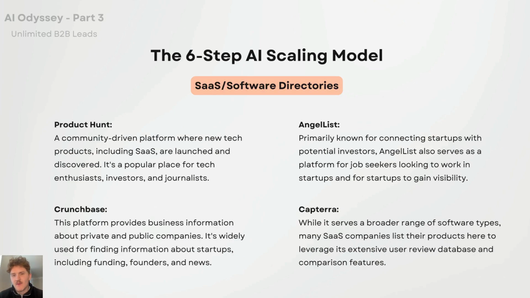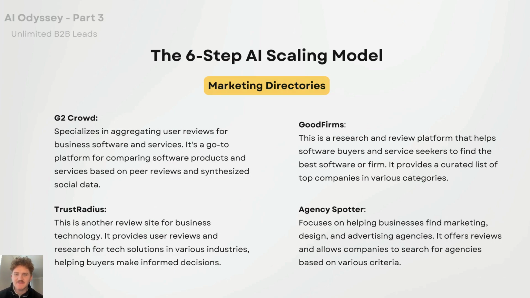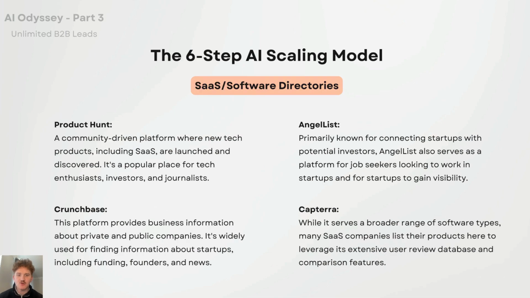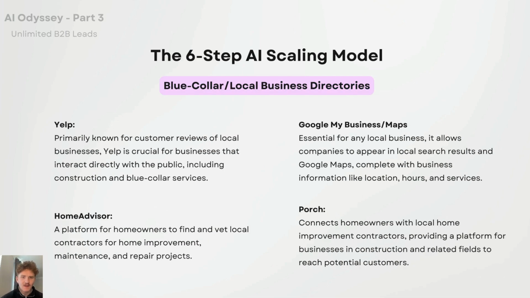If you're targeting software companies or SaaS, Product Hunt is great. Crunchbase is awesome. It has tens of thousands of leads, upwards of about 2 to 3 million leads in total that you can scrape. And AngelList is primarily known for helping startups connect with investors, so it's a bit harder to scrape from, but it's still useful. Then Capterra is very similar to Trust Radius and G2 because it's more like reviews on SaaS, but you can still scrape it. Then we've got blue collar and local business directories.